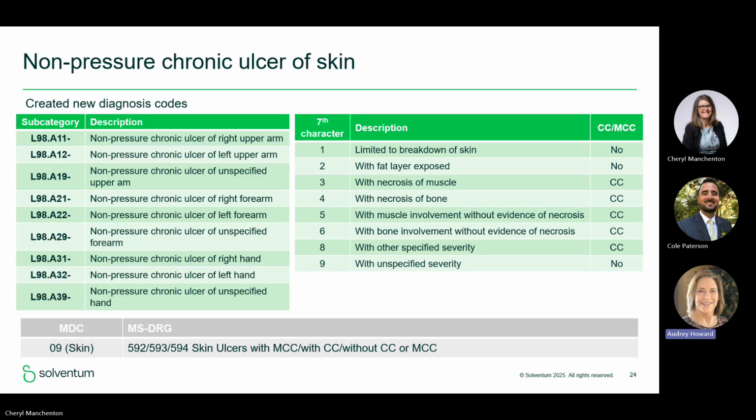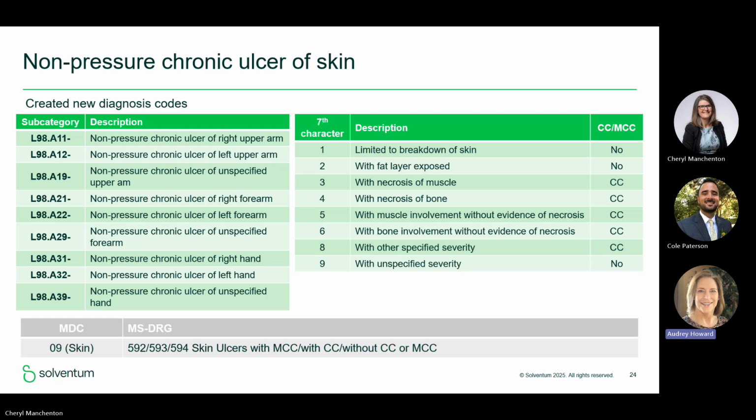This slide is showing 40 of the newly created codes under category L98. Once again, each new code is specifying the location. And then there are also 6 characters available with each of the new codes that identify the depth of the ulcer. Notice that some of the deeper ulcers, that's getting more specific, are considered CCs.